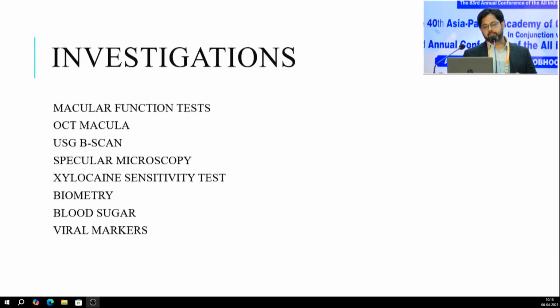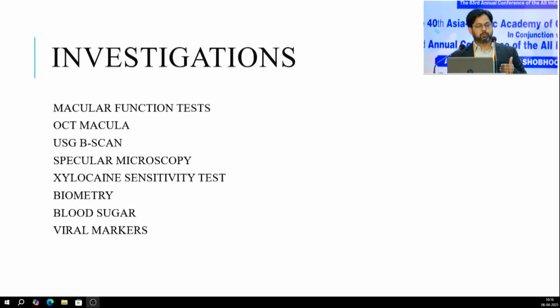Coming to investigations, do a macular function test. So there can be many, like Amsler grid, photostress test, 2-point discrimination test. If possible, do an OCT macula, but that can only be done when the media is relatively clear. In completely opaque media, white, mature, hypermature cataract, and very dense cataract where the fundus is not visible, you can go for ultrasound B scan.